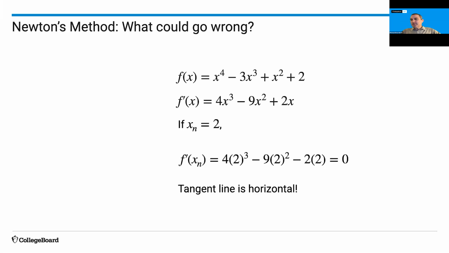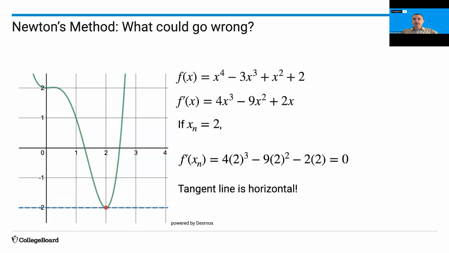If we happen to plug in x equal 2 in that derivative, what we note is that f prime there is 0. That is a significant problem for Newton's method because we end up with a horizontal tangent line. Newton's method is all based on writing the tangent line to zero, but this tangent line never comes back to the x-axis. There was a part of Newton's method that divides by f prime at xn. We cannot divide by f prime of xn in this case. So this is one problem that could happen.